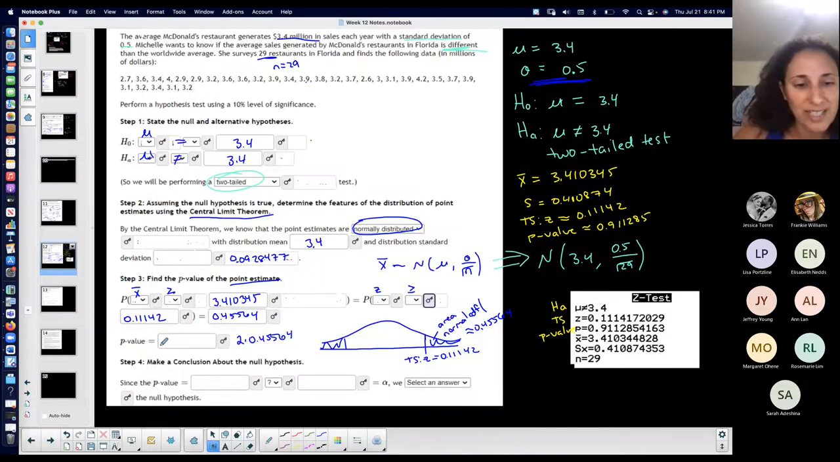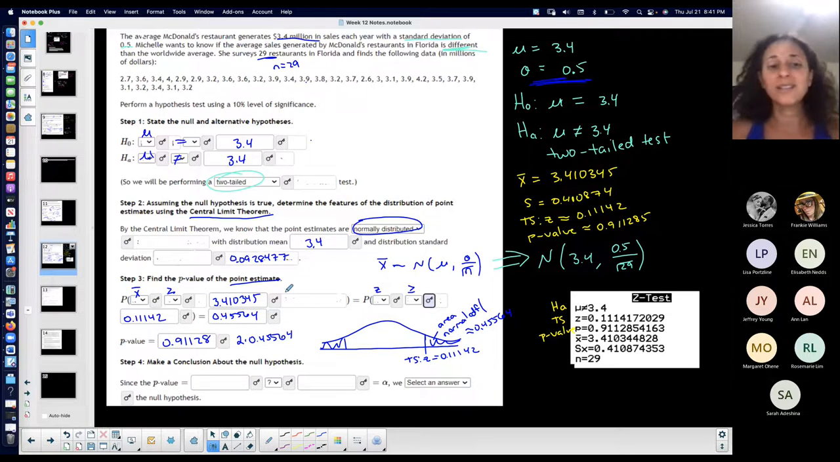0.91128. Typically with p-values, we take 4 digits. And again, they don't really say how they want you to round, but like I'm saying, you have this to verify your p-value. So you could determine if you're doing this part correct based on looking at your test statistic and your p-value. This is really just making me go out of my way for no reason, but trying to get me to understand the whole process behind the p-value.